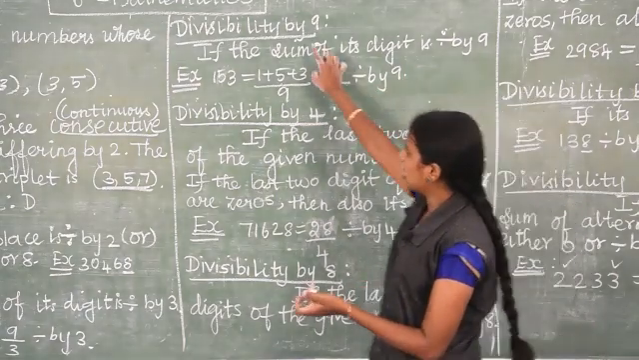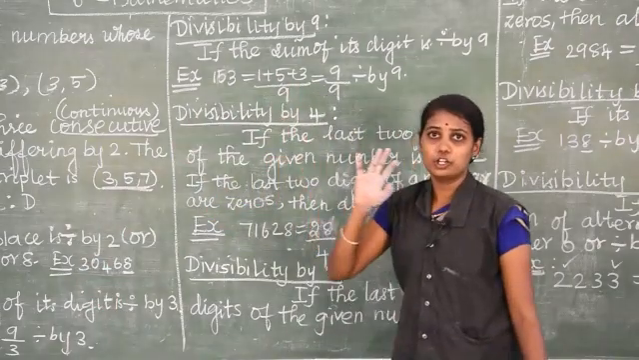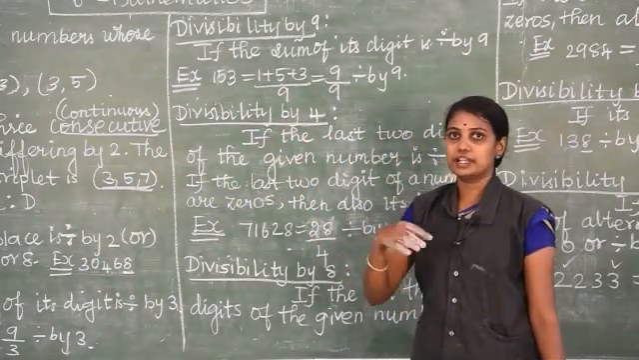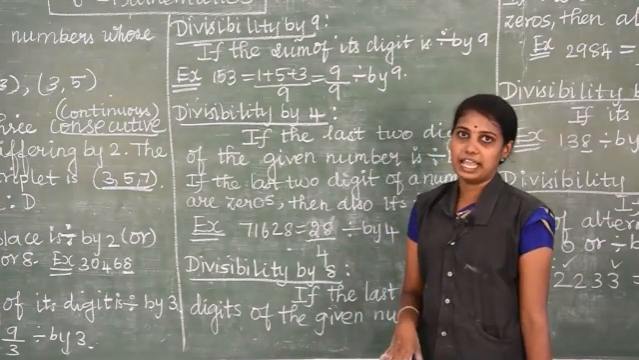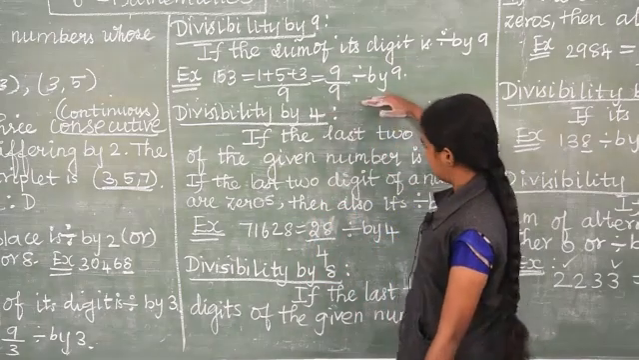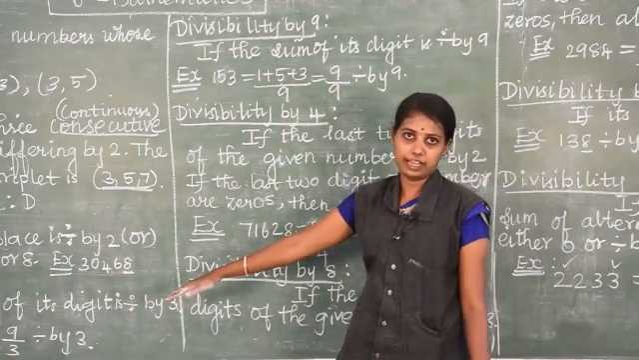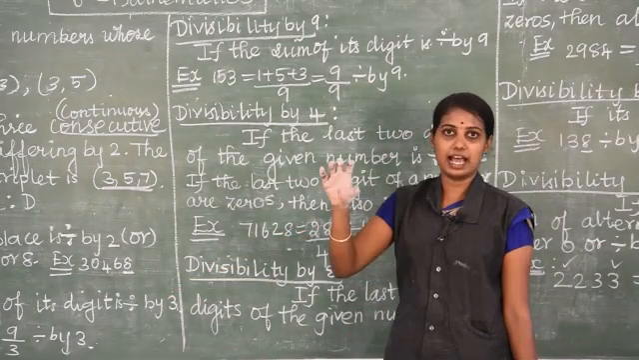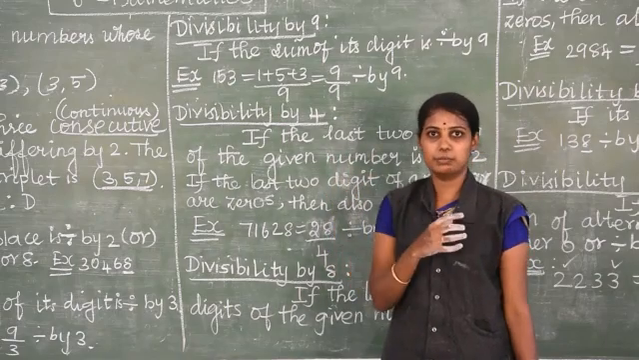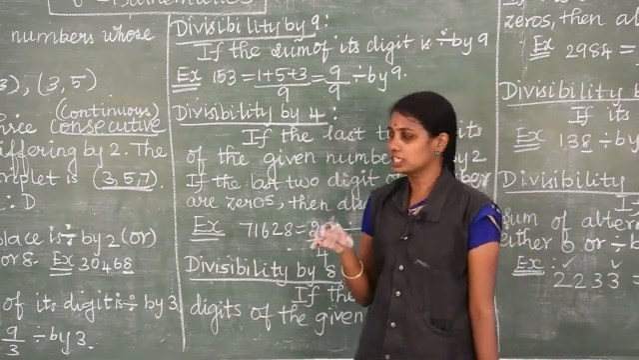So the rules for 3 and 9 are the same. If a number is divisible by 3, it must be divisible by 9 also. If the number is divisible by 9, it will be divisible by 3 also. 9 and 3 are the same. Remember this, just add the digits. 9 means divisible by 9, 3 means divisible by 3.